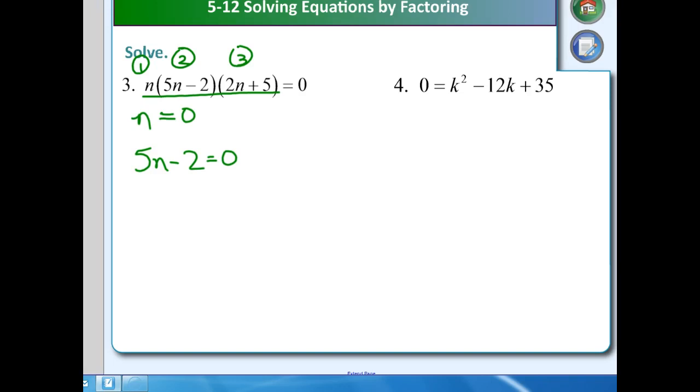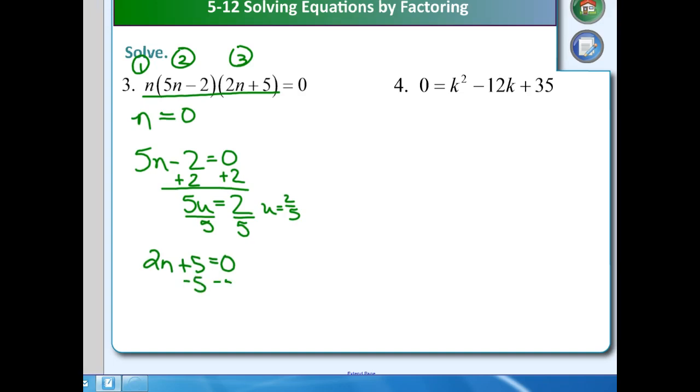Now, we've got 5n minus 2 equals 0. Now, let's solve the equation. Well, we've got to move that 2 over, so we use our inverse operations. 5n equals 2. And now to get n alone, we're dividing, so n equals 2/5. And we've got that third equation there. We've got 2n plus 5 equals 0. And so we've got to move that 5. We're going to subtract it to the other side, those inverse operations. And now we need to get rid of that 2 in front of n, so we're going to divide both sides by 2. So n equals negative 5/2.